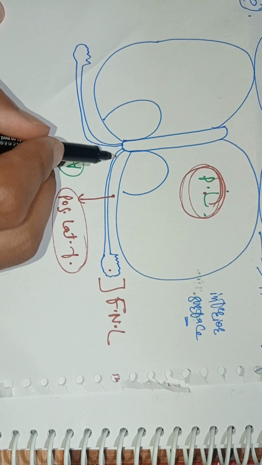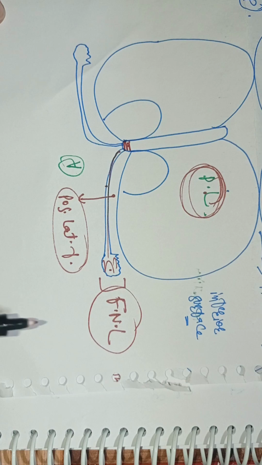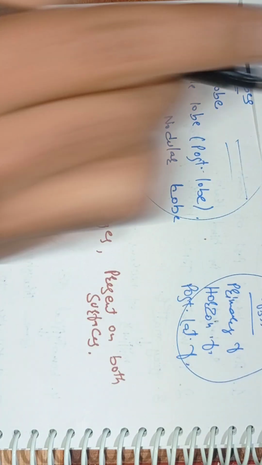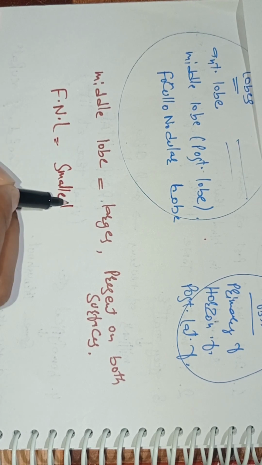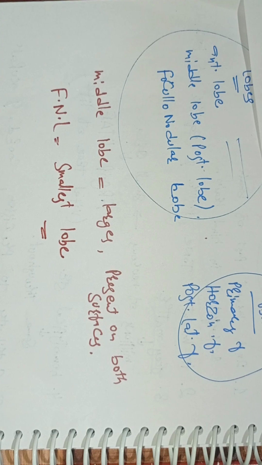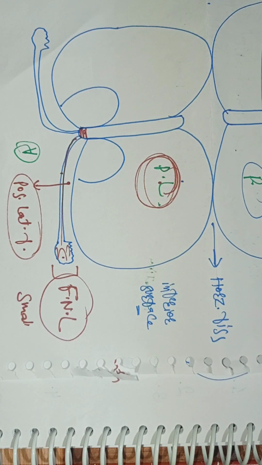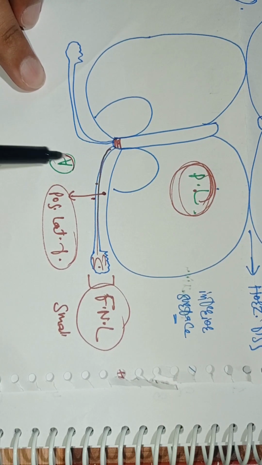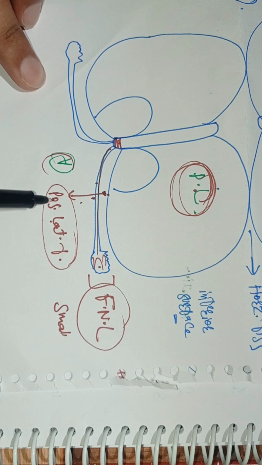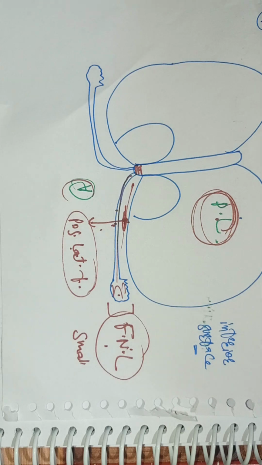This part is the flocculus, and this is the nodule. This is the flocculonodular lobe, and it is the smallest lobe. Where is it present? It is present on the inferior surface, just in front of the posterior lateral fissure. This is the posterior lateral fissure, and anterior to it is the flocculonodular lobe.